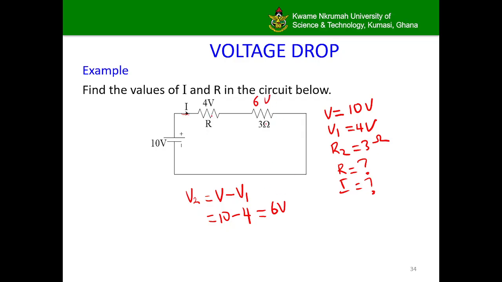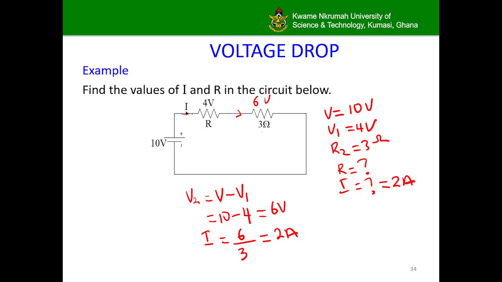Now, since these two resistors are in series, what that means is that the same current passes through them. To find the current that is passing through the second resistor, 3 ohms, all we need to do is to divide the voltage across that resistor by the resistance. And so what that means is that I, which is the current passing through the 3 ohms, is equal to the voltage 6 over the resistance 3, and this results to be 2 amps. What that means is that our I is equal to 2 amps.